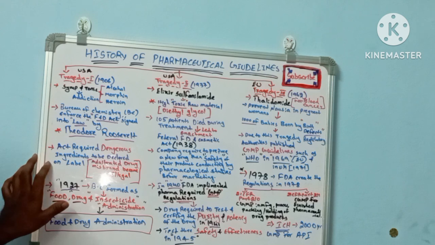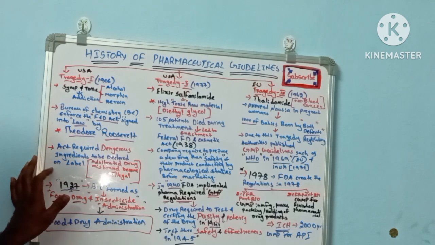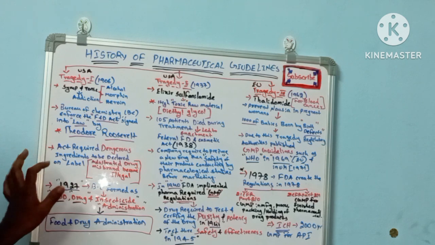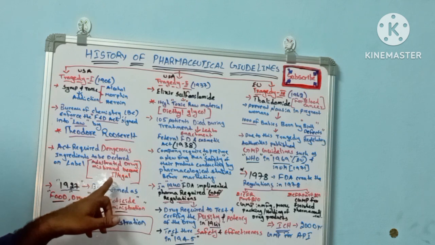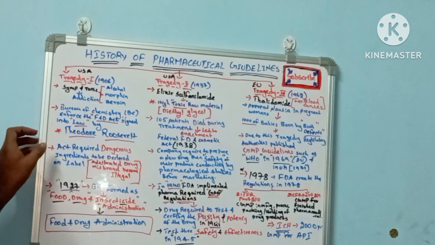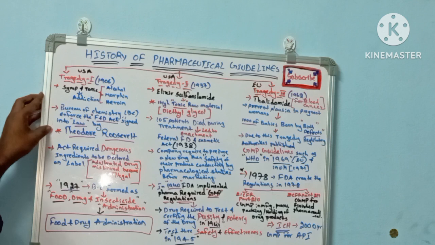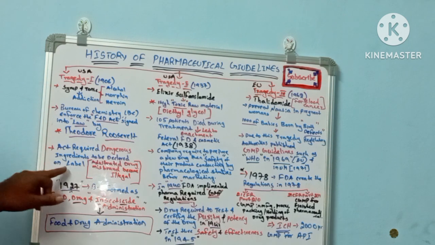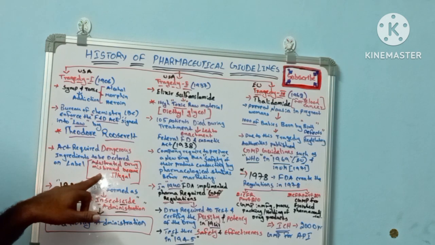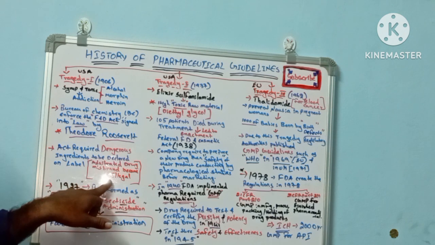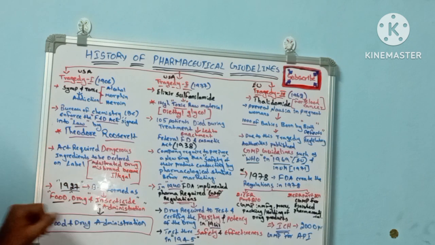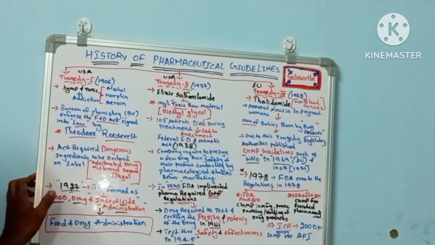It is helpful for those starting in B Pharmacy. Adulterated drugs and misbranded drugs became illegal. As per FDA law in the USA, adulterated and misbranded drugs became illegal, so we can't use them without permission from the government. So the next point is, what is that?